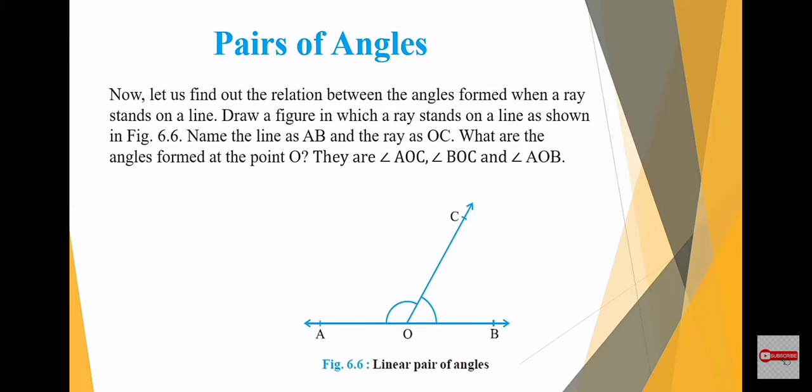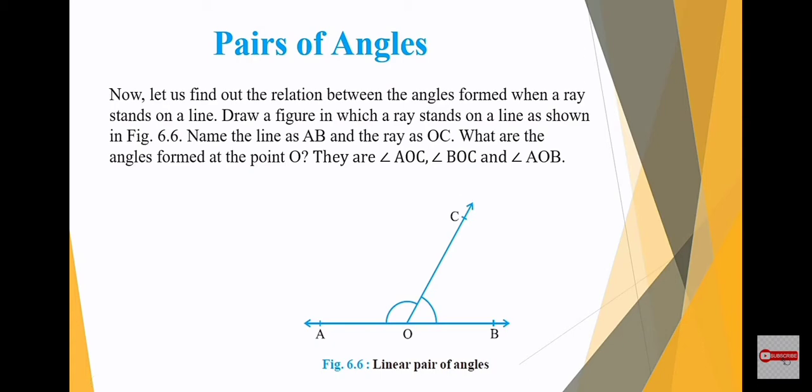Let us see pairs of angles. Now, let us find out the relation between the angles formed when a ray stands on a line. Draw a figure in which a ray stands on a line as shown in the figure 6.6.